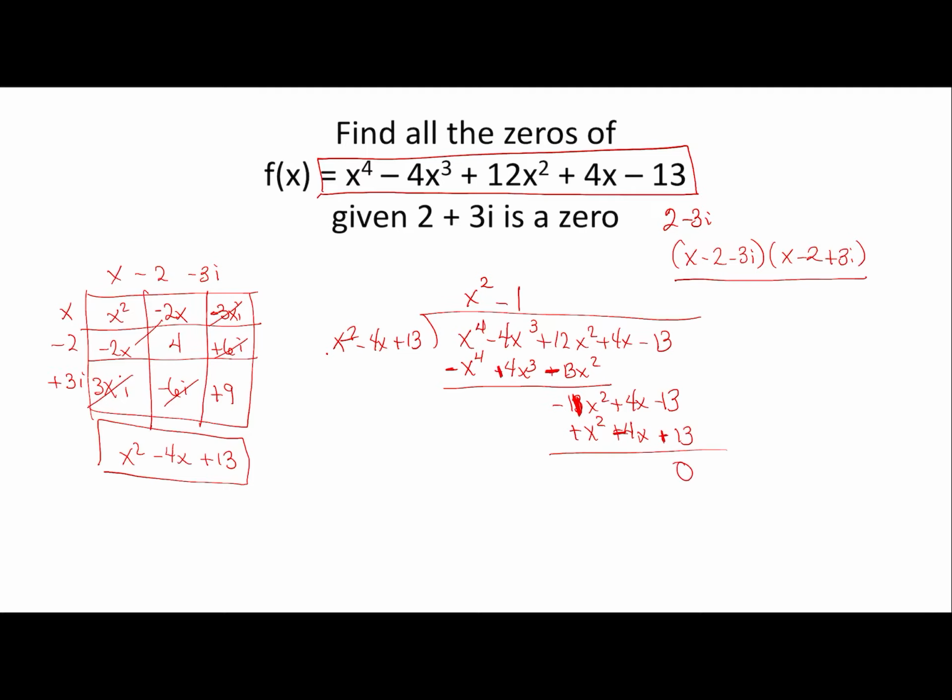So if these are two of our factors, the other factor is x squared minus 1, which factors into x minus 1, x plus 1, difference of squares. So if 2 plus 3i is a 0, 2 minus 3i is a 0, positive 1 is a 0, and -1 is a 0.